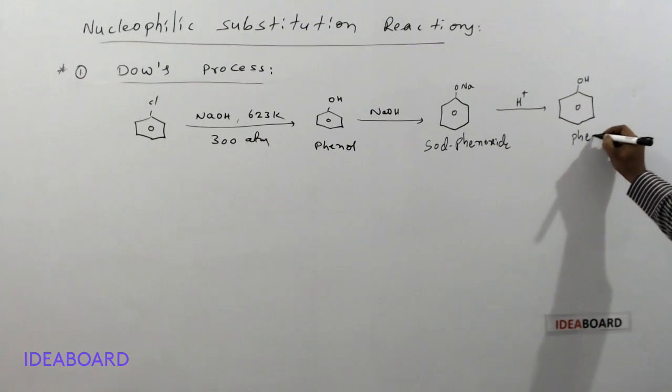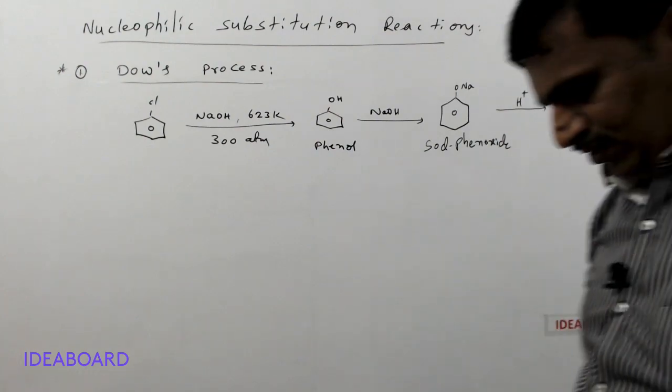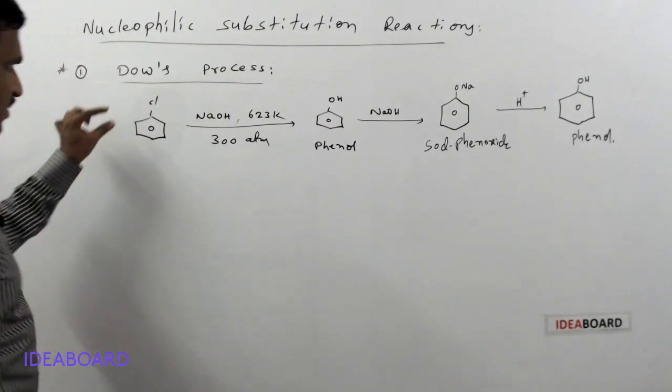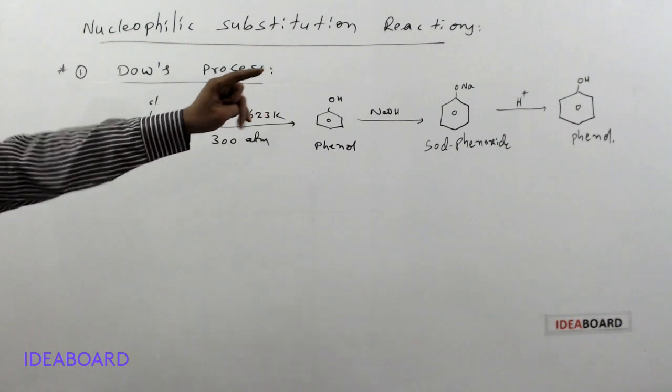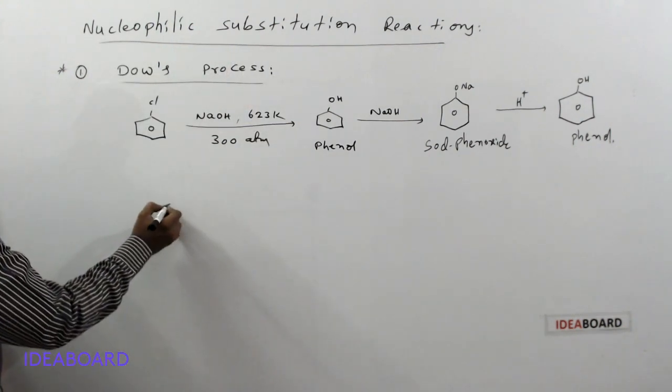So this is again phenol. Okay, this is the Dow process. And here Cl is replaced by the OH group, with the hydroxide acting as a nucleophile. Okay, next.